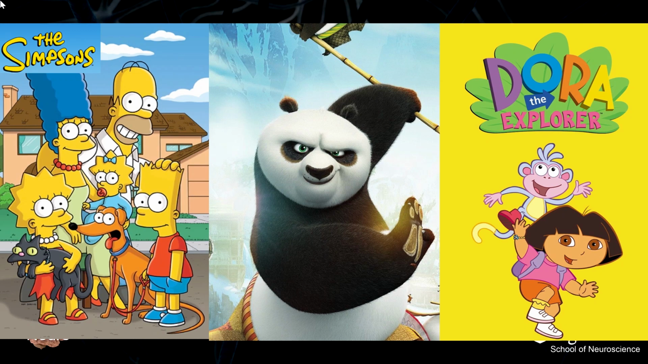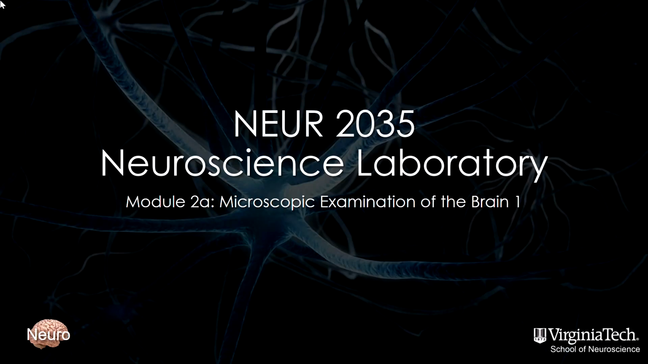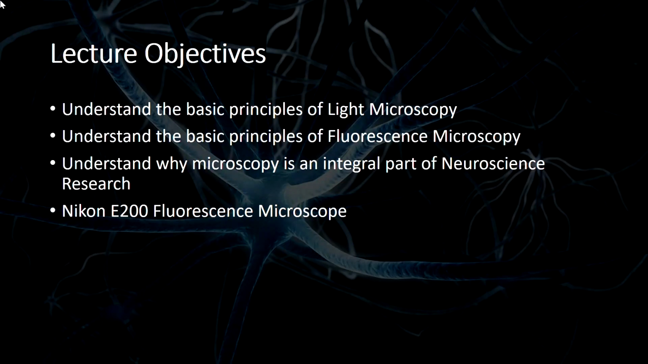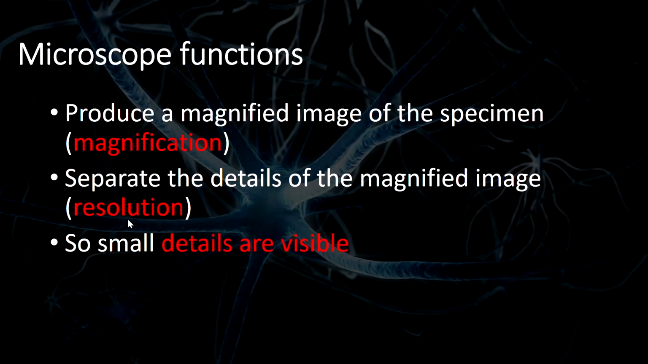Today we're going to talk about our module 2A, the microscopic examination of the brain, part A. These are the learning objectives. We're going to particularly take a look at our fluorescent microscope, the Nikon E200. That's an expensive microscope. Okay, let's talk about microscopes.